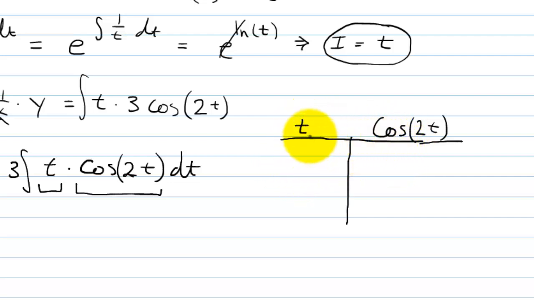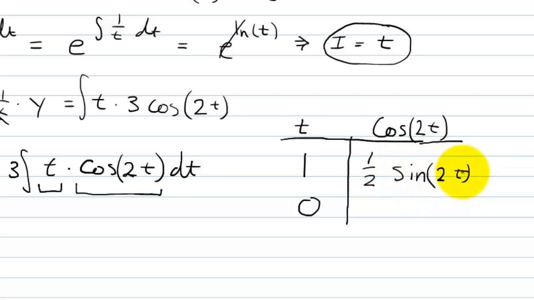So first let's do the left side. The derivative of t is just 1, and then the derivative of 1 is 0. Next, we're going to take the integral of cosine 2t. The integral of cosine 2t is going to be equal to 1/2 sine 2t.